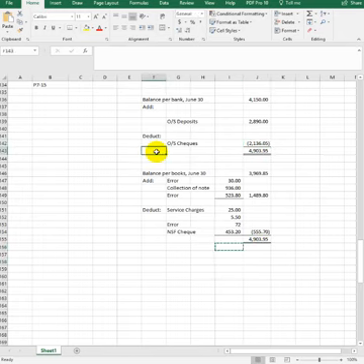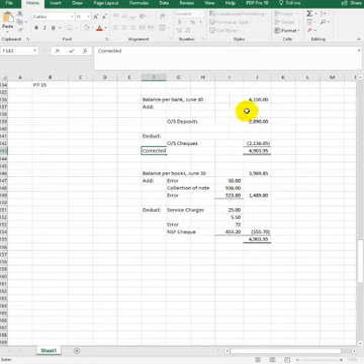Now a lot of people do bank reconciliations to reconcile the balance per bank down to the balance per books, or vice versa. But what you really want to be doing is you want to be calculating the corrected amount.